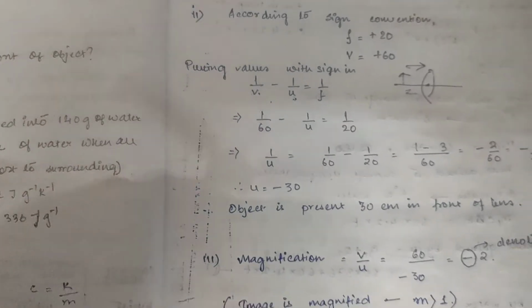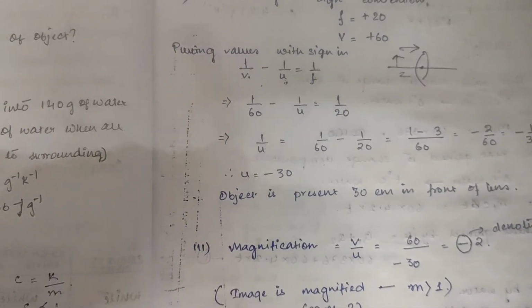Next was to calculate the magnification of the image. Magnification M means V by U. Why won't I use I by O? Because I don't know the image size and object size. So that's okay, I have another formula. So I'll use V by U.